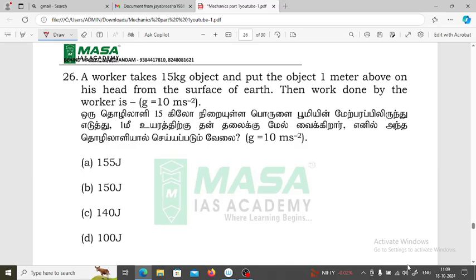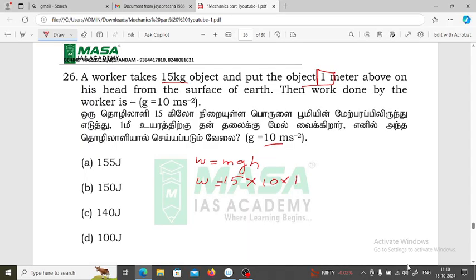So we have to calculate work done. W is equal to mg height formula. Mass is given. What is that? That is 15 kilogram. Acceleration due to gravity is given 10 into height. Height of the object. How much height is given, how much distance? 1 meter. To lift 1 meter from the surface.